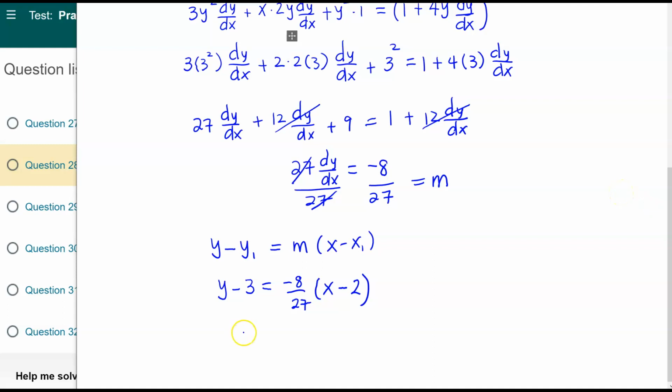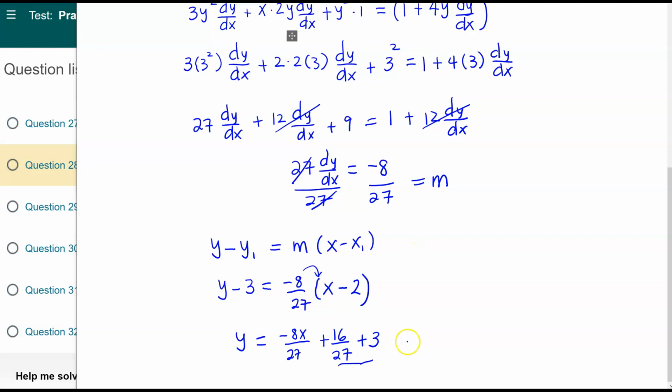So you will have y is equal to, let's distribute that to each term. So you have negative 8 over 27x, or negative 8x over 27. This times this, so that's positive 16 over 27. Then the positive 3 will be added here, so plus 3. And then just combine these two.